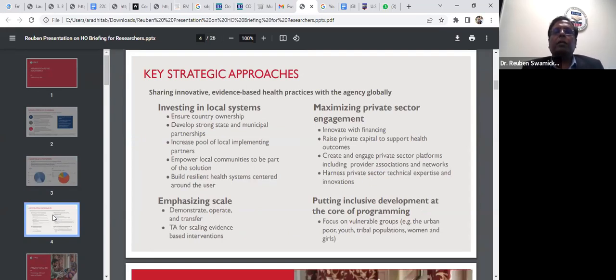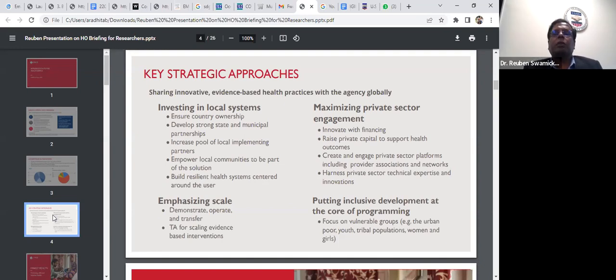So, our key approaches really is about sharing innovative, evidence-based health practices. And we look to invest in local systems, like I just mentioned, that enables ownership of the country and their ability to both speak the language, know the terrain, and provide services in the local area. We also emphasize scale. I already discussed that. It's about demonstrate, operate, and then transfer, so that the benefits are actually scaled across the country.